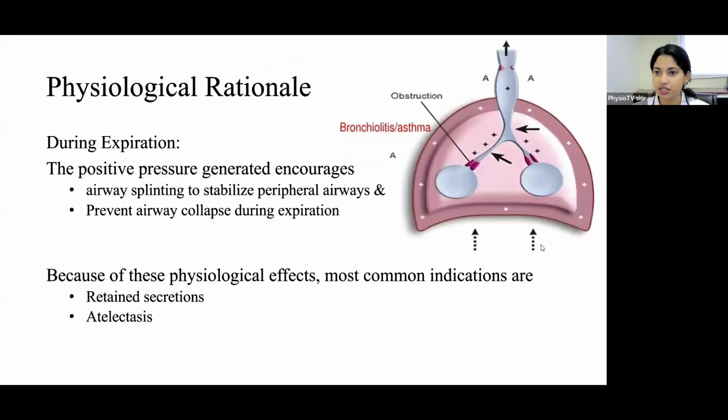So with expiration, what happens is there is a back pressure that is created. As we can see here, the positive pressure that will be generated because of the resistance will encourage airway splinting, that is keeping the airway open and stabilized, and it will also prevent airway collapse.